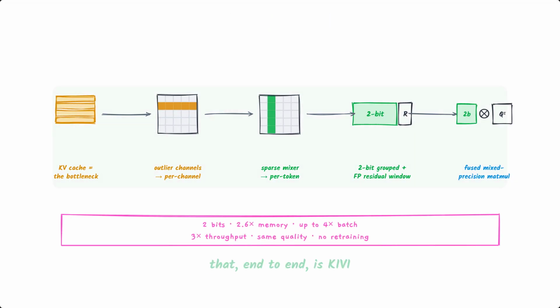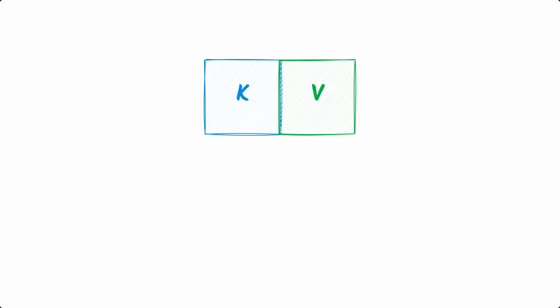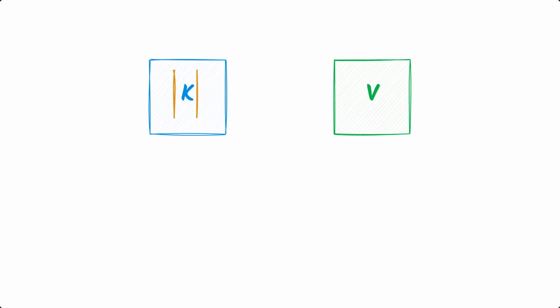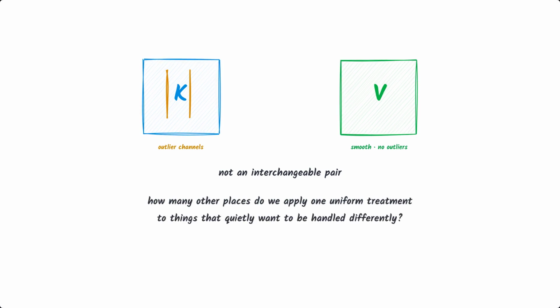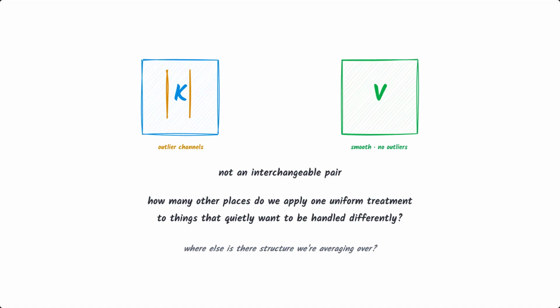That, end-to-end, is KIVI. Here's the thought I'll leave you with. KIVI works because it noticed that keys and values, which we usually treat as an interchangeable pair, are actually different kinds of objects with different statistics, and that attention is sparse enough to hide a lot of error. Which makes you wonder how many other places in these models we're applying one uniform treatment to things that quietly want to be handled differently. Where else is there structure we're averaging over, simply because nobody bothered to look? That's my read. Tell me yours.